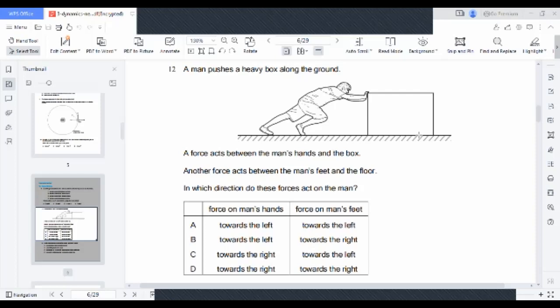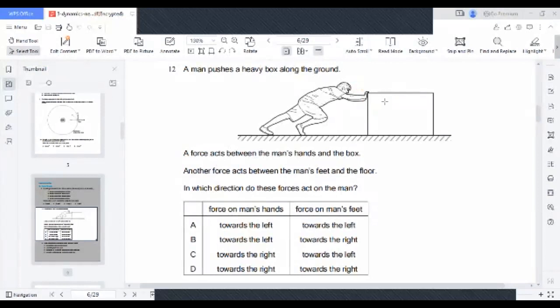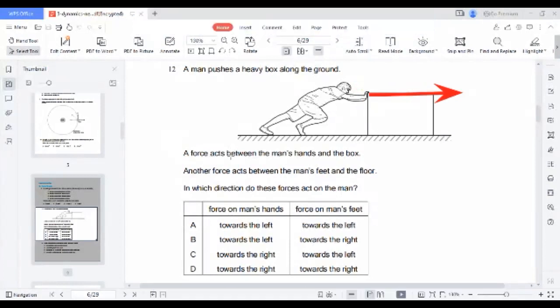In case of number 12, it says a man pushes a heavy box along the ground. It means the person is applying some force, and the applied force is in this direction. A force acts between the man's hand and the box. It means there would be a reaction force that would act like this.